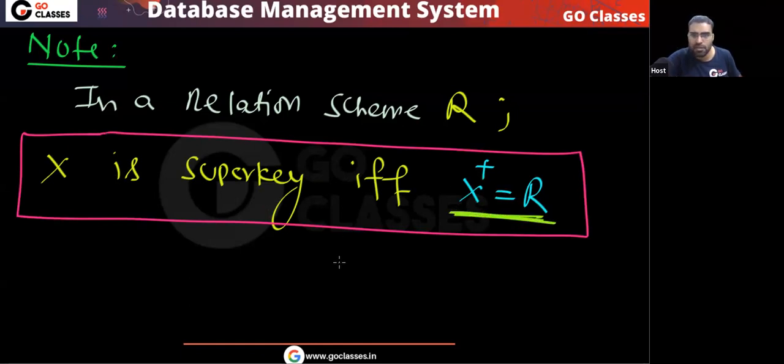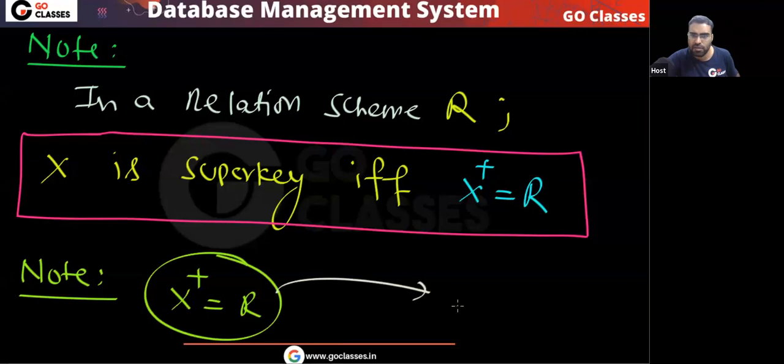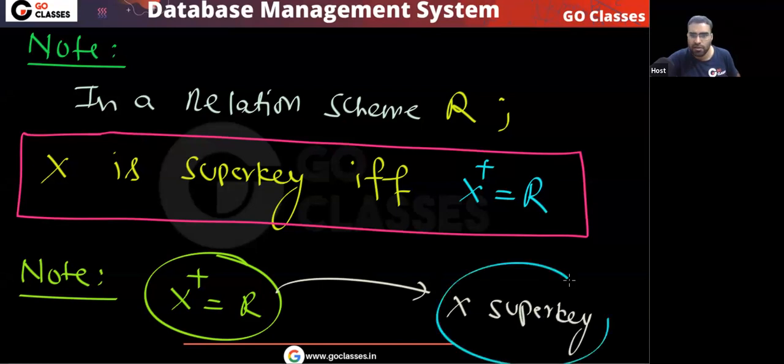If this happens, then super key will be the answer. So remember this point, that if X plus is equal to R, then X will be super key. You cannot say that X will be candidate key, but you can say X will be super key. And if X is super key, then this will happen. Is this clear? For a candidate key, what do you need? When can I say X will be candidate key?